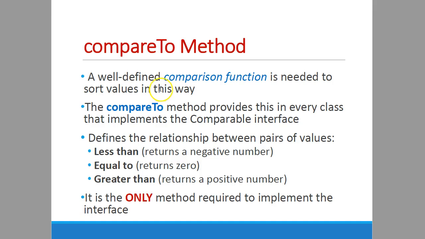So the compareTo method is a comparison function, and you might think it returns a Boolean, whether it's false or true, but it's actually an integer, and it's going to return either a negative number, 0, or a positive number. And it's the only method required to implement this particular interface, and every interface is going to be different.